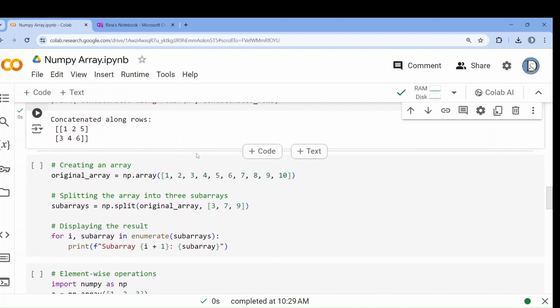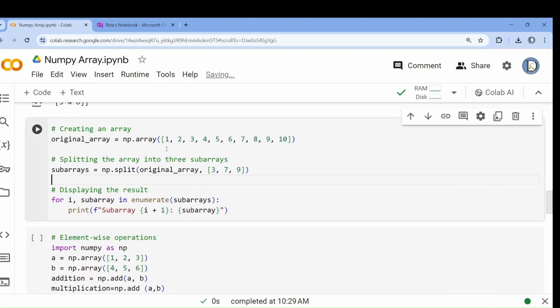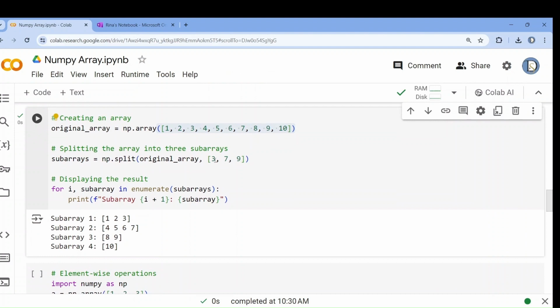Fine, no issues. Now suppose I want to split the array. First I have created an array where I have taken 10 numbers. Now I just want them to be split. Like I want the first row to hold 1, 2, 3, then 4, 5, 6, then 7, 8, 9, 10. This way I want to split. Now see here what I have done. I have split it after 3. So what will happen? After 1, 2, 3, it will be split. See, this is the first subarray.